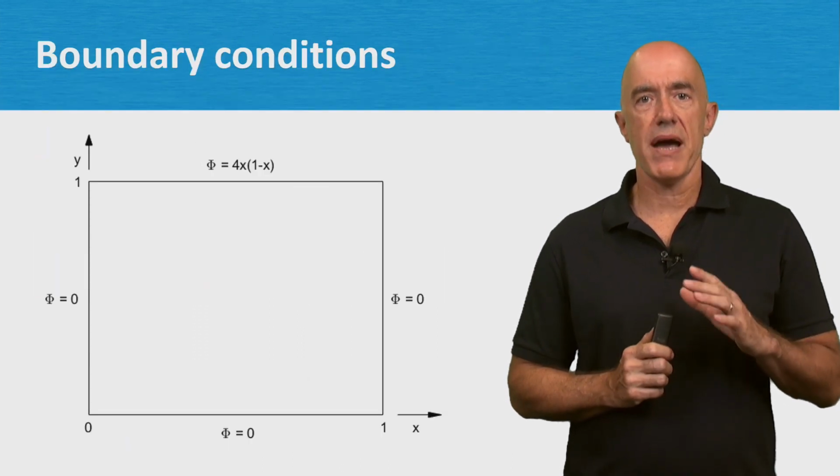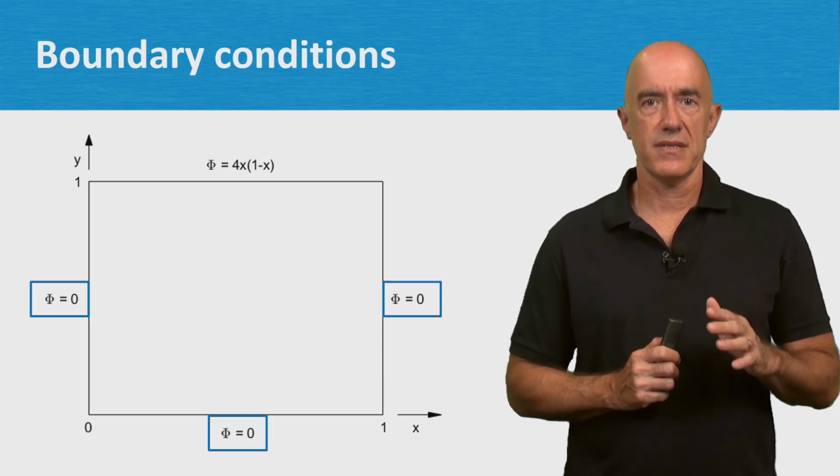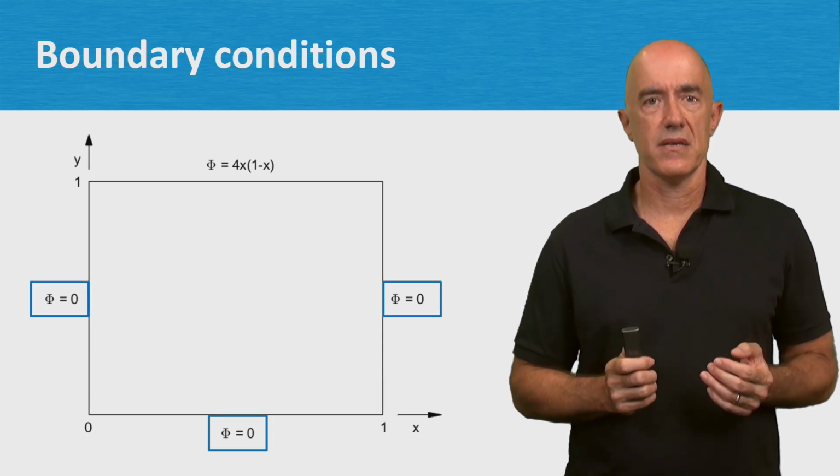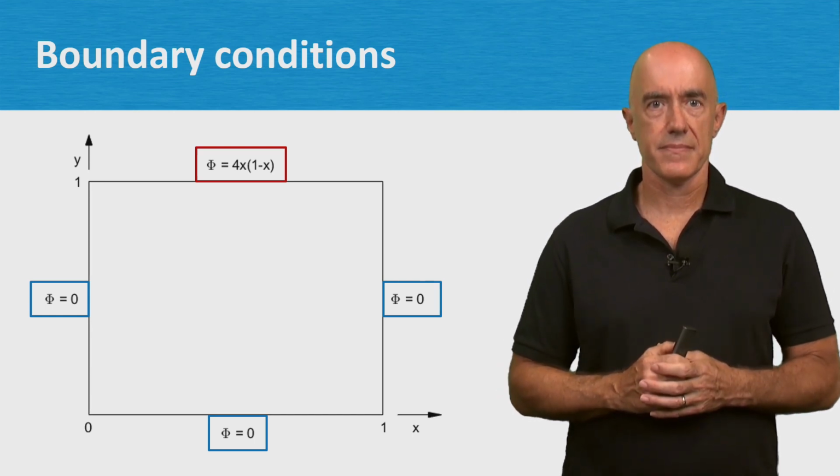We'll apply the same boundary conditions as in the direct method solution: 0 on the bottom and the sides, and 4x times 1 minus x on the top.